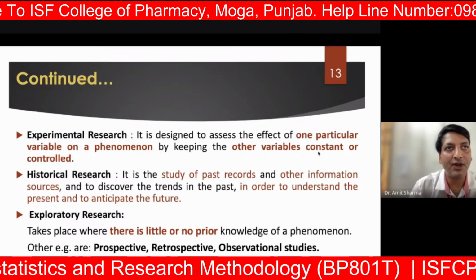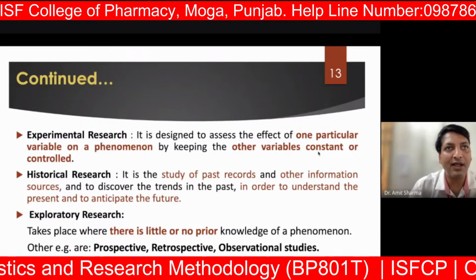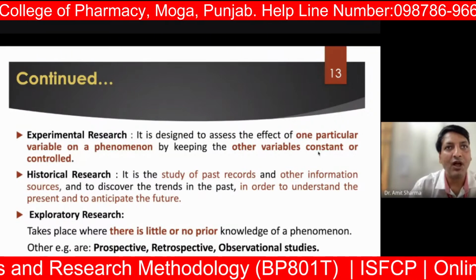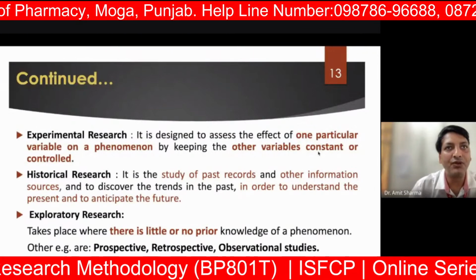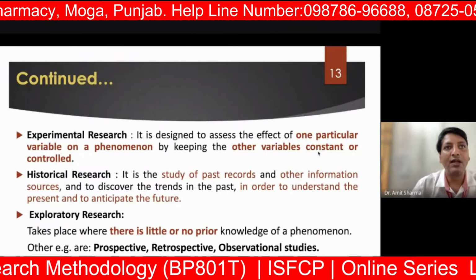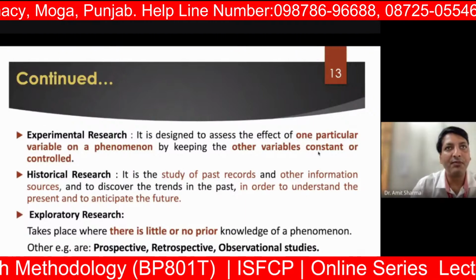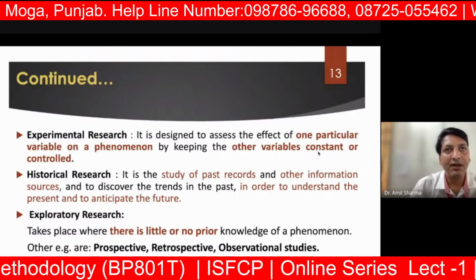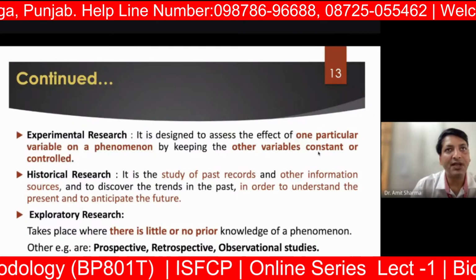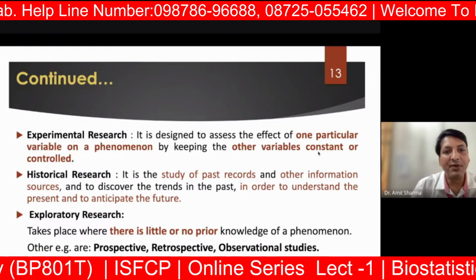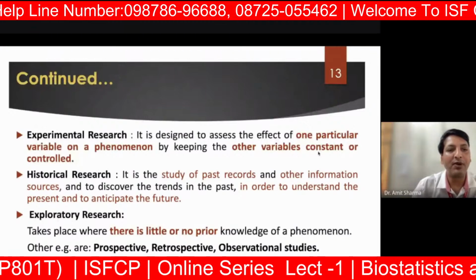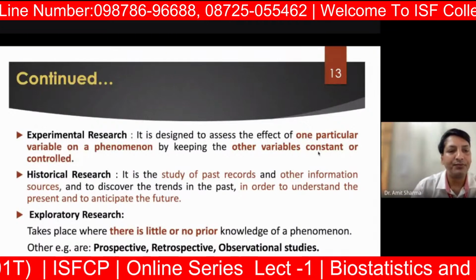And if you are going to run an ad 10 times in a day, 15 times in a day, how is it going to affect the sale? Either the sale is going to increase or it is going to decrease. So these two different variables will be there. One variable will be the type of advertisement, and the second will be the sale of the company. So like this, you can do experimental research.